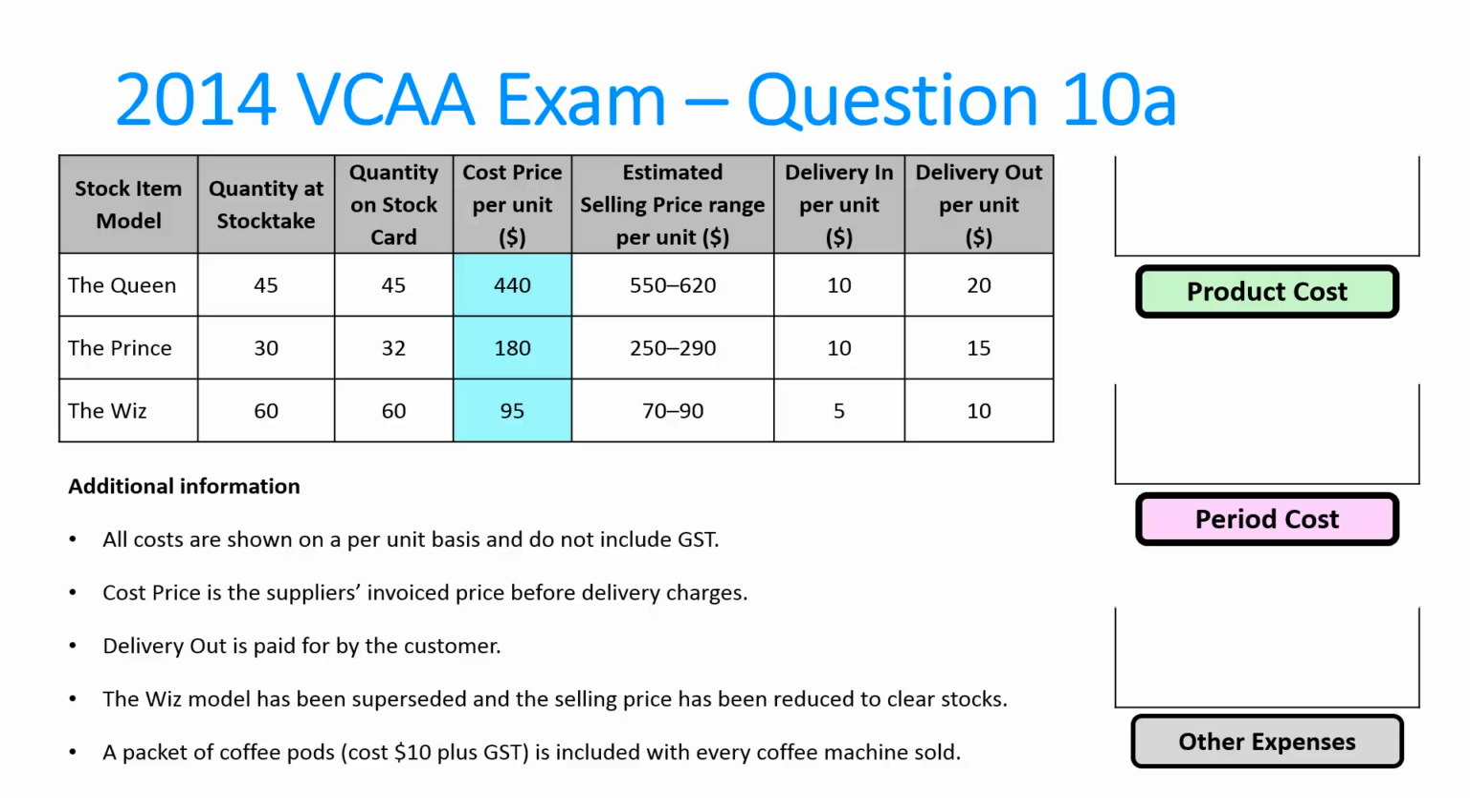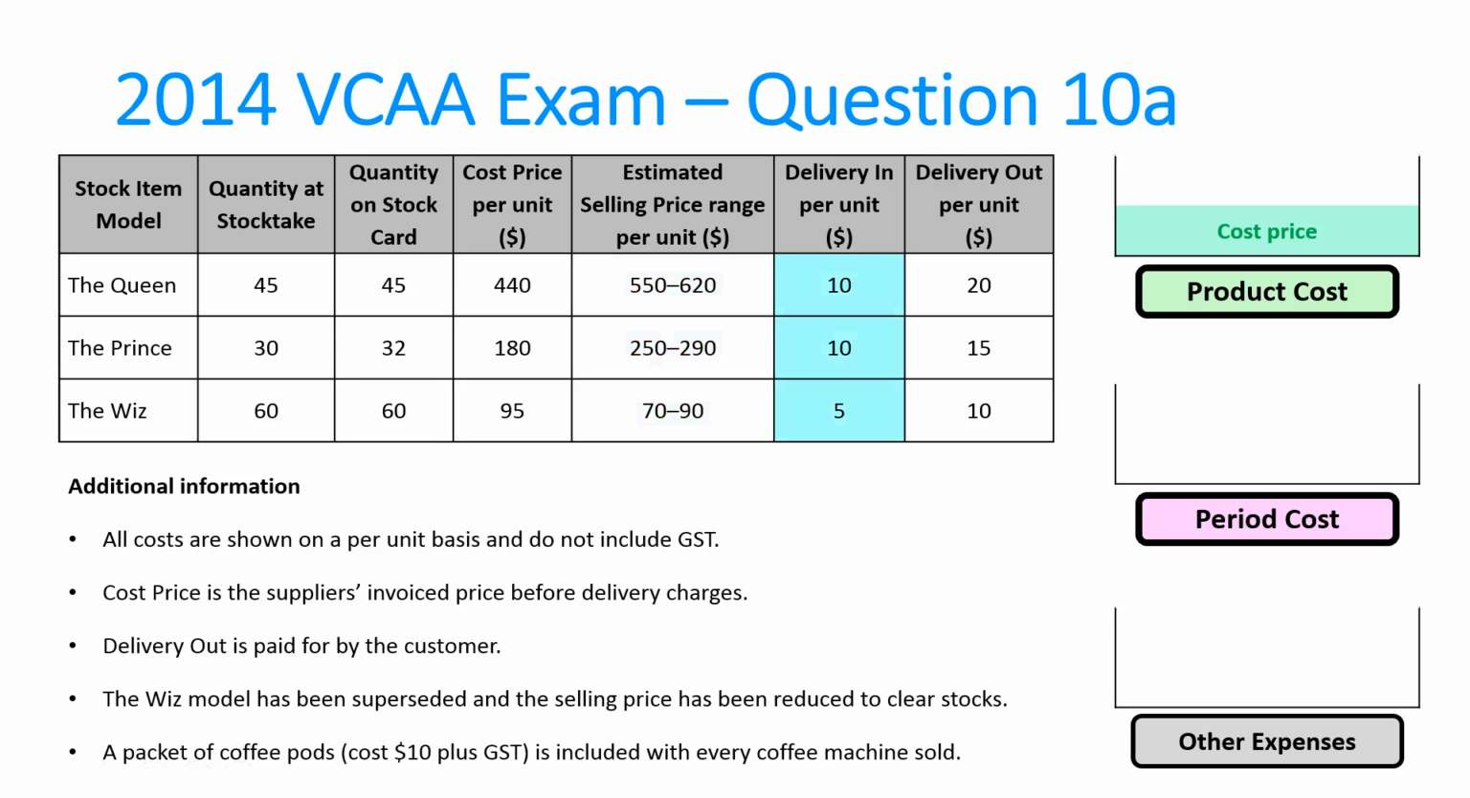So first of all, we're told that to buy them, we have to pay a cost price. So that will go in, and it also says that's the cost price before delivery charges. So that will go in as a product cost. So what we'll do is we'll put in all the ones we need for the cost in this tub here. Next, we're told about the selling price. Well, the selling price isn't a cost, so I don't need that just yet.